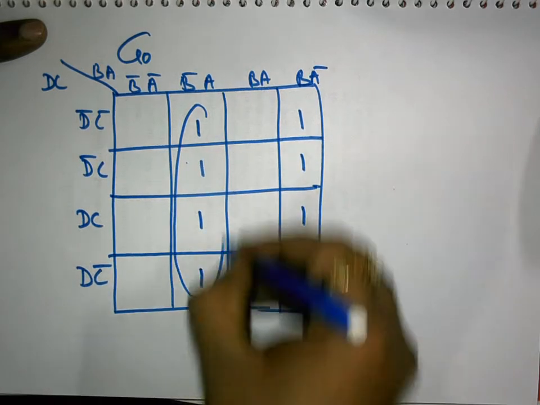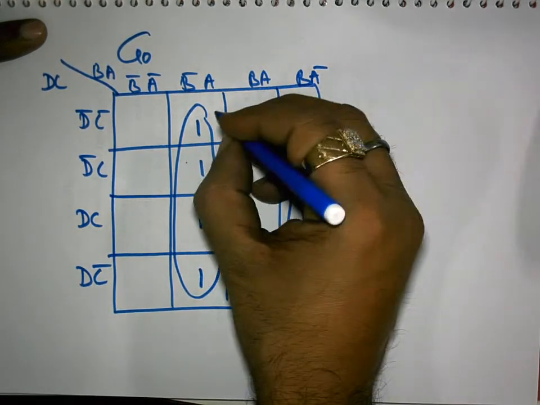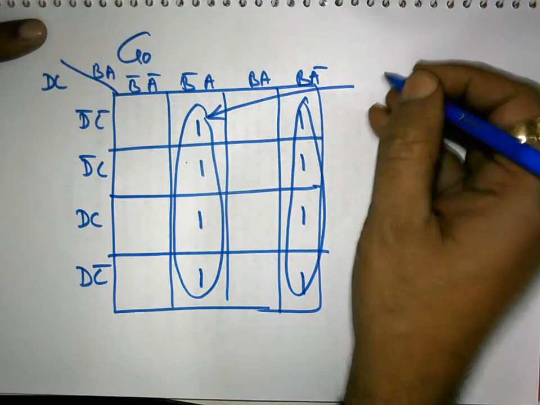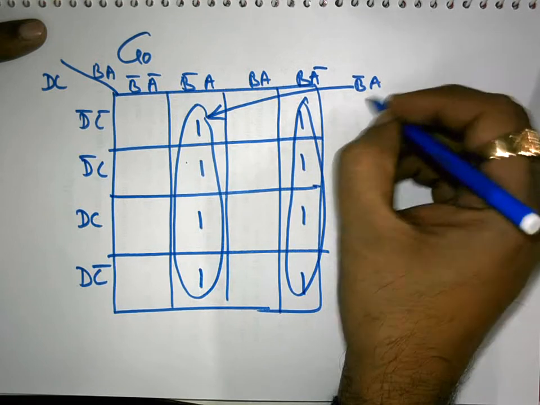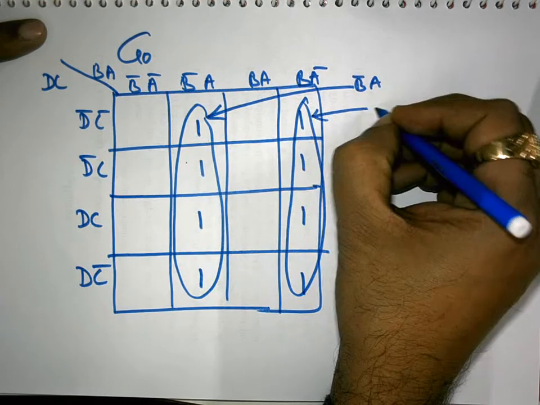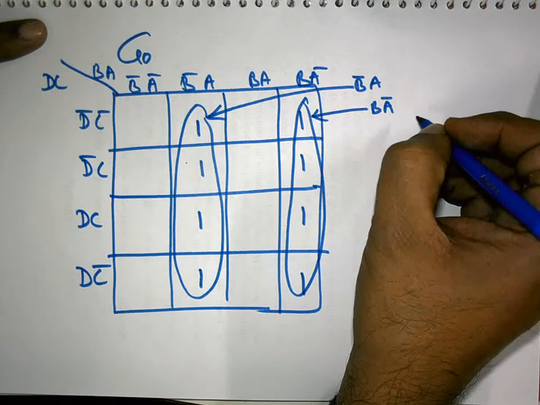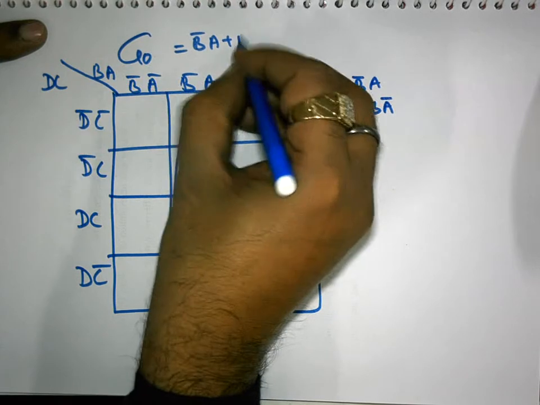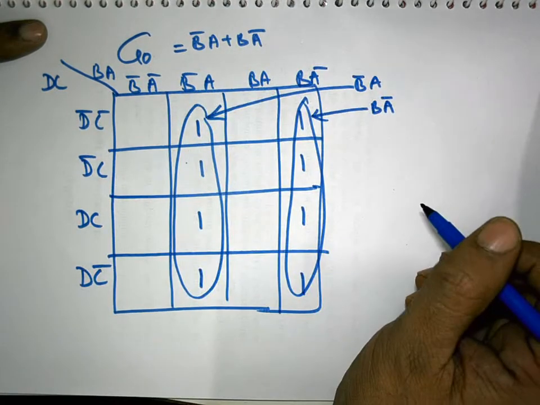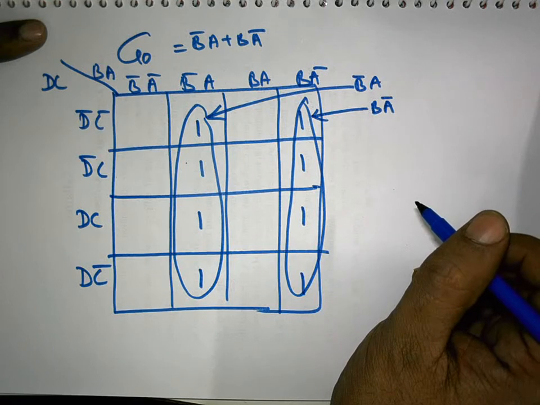So this is very easy to make groups in it. Two quads are there, and the expressions coming out of them are B bar A and BA bar. So G0 is equal to B bar A plus BA bar. Similarly, you can derive the expression for G1.